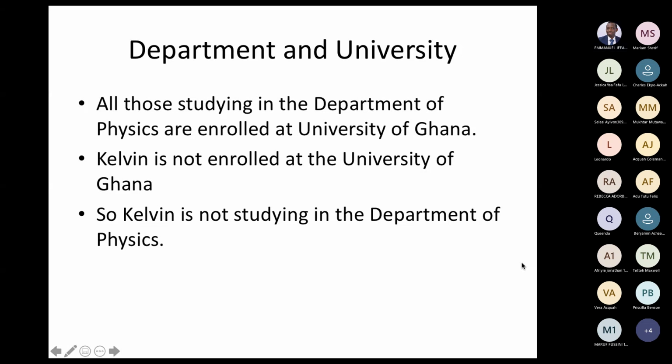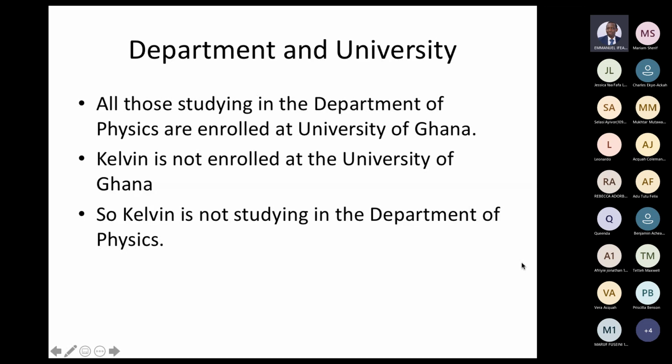So if the registry or the registrar tells us that Kevin is actually not enrolled in the University of Ghana, then what does that do to the debate? It means the debate is dissolved because Kevin is not even enrolled in university. If Kevin is not enrolled in university, then there's no way he can be in the Department of Physics. So that's why we say that denying the consequent, denying Kevin membership of the University of Ghana, automatically denies him membership of Department of Physics.